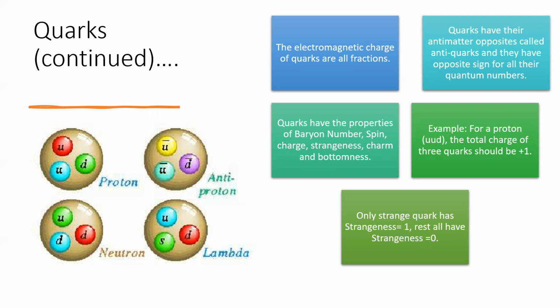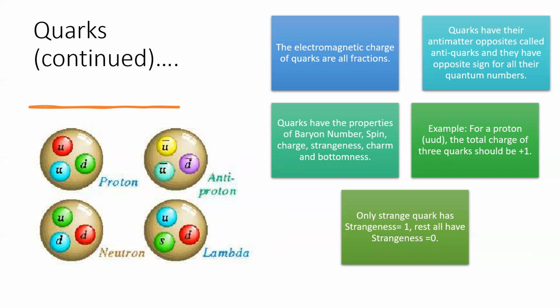The electromagnetic charges of quarks are all fractions. How to remember this? What is the charge of a proton? +1. If I say that a proton is a hadron that is made up of 3 quarks, the sum of the charges of these 3 quarks should come up to be +1. In order for that to happen, the electromagnetic charges of each quark will be in fractions.